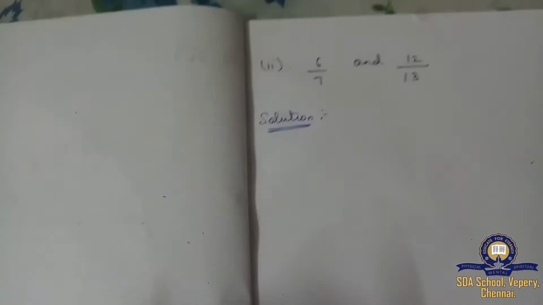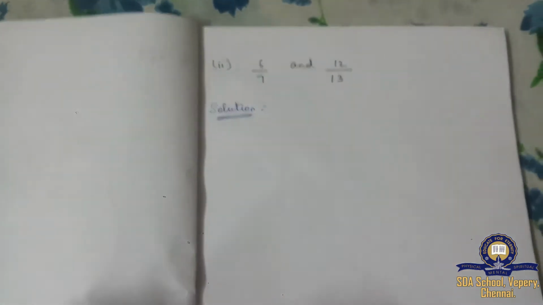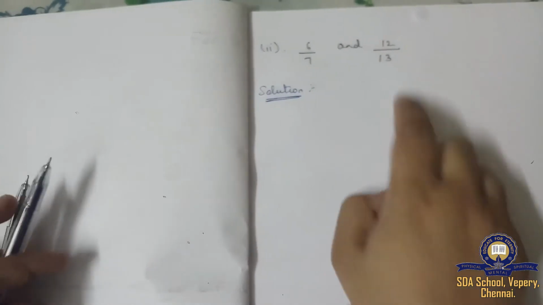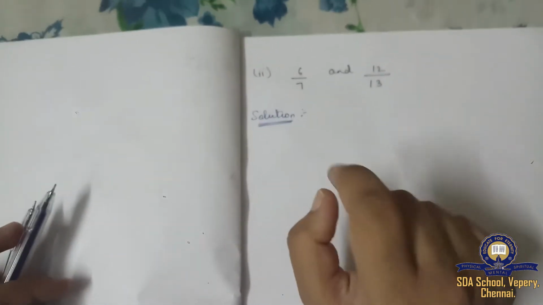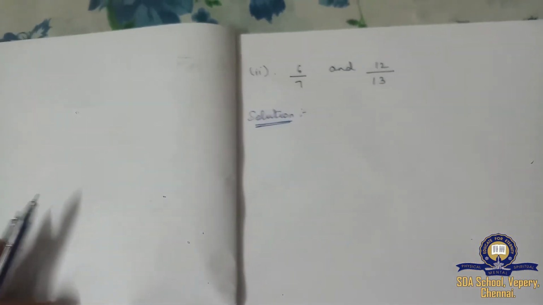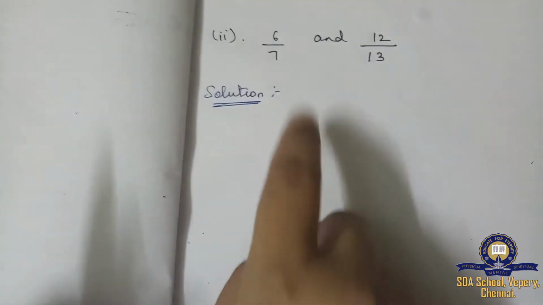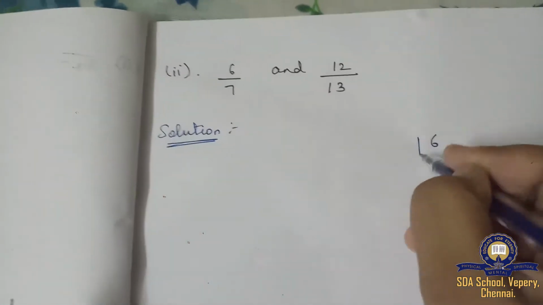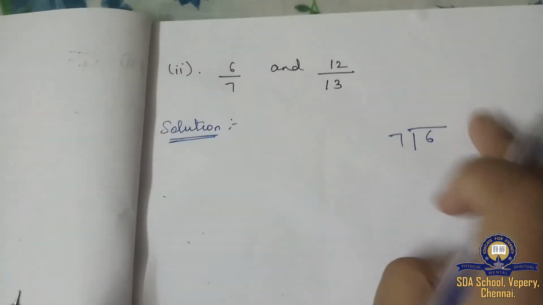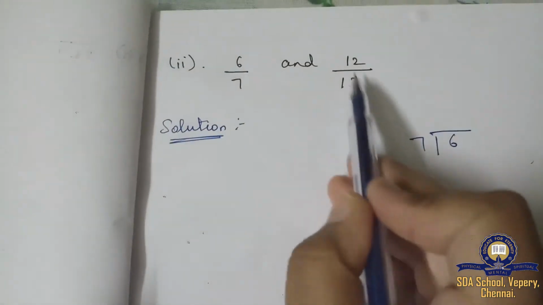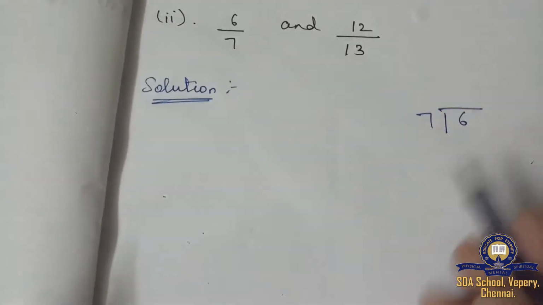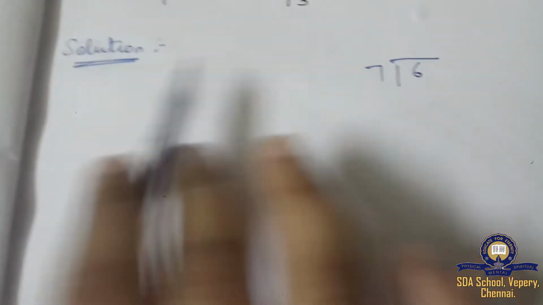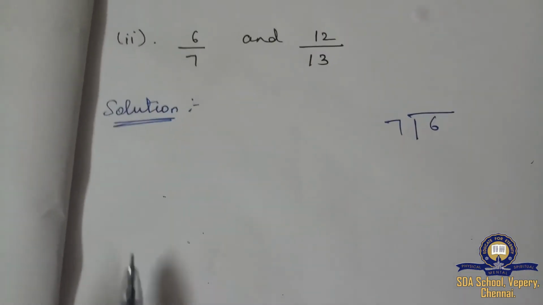Moving on to the second subdivision, you have to find rational numbers between 6 by 7 and 12 by 13. This sum you only have to do. I'll just tell you all how to do it. First of all, you have to divide 6 by 7. You will get some decimal answer. Similarly, you have to divide 12 by 13. Then you have to find decimal numbers between them. Now let's move on to the third subdivision.